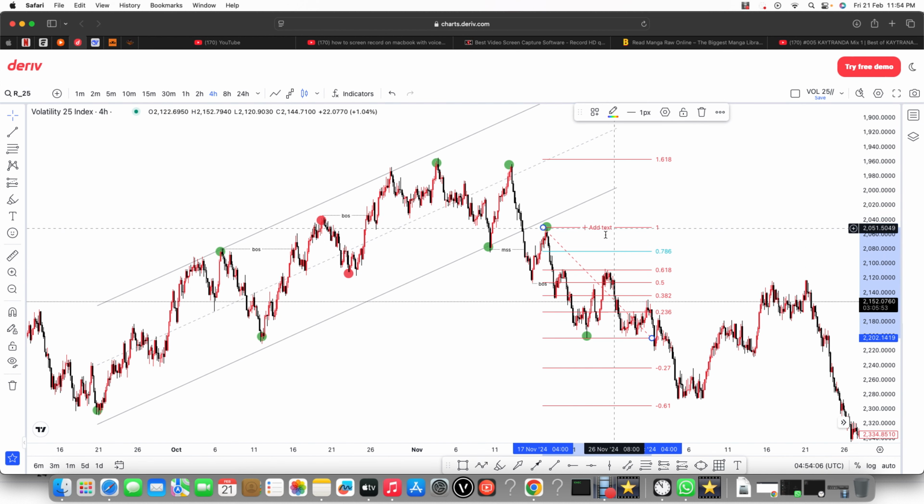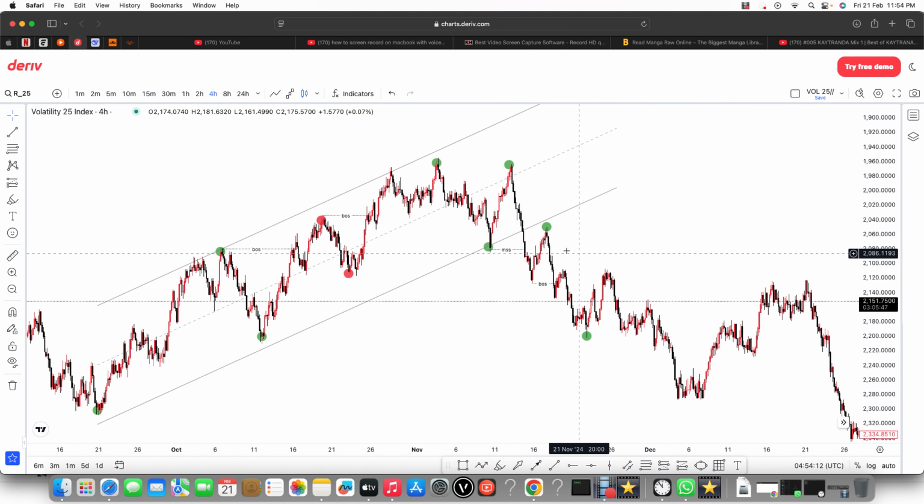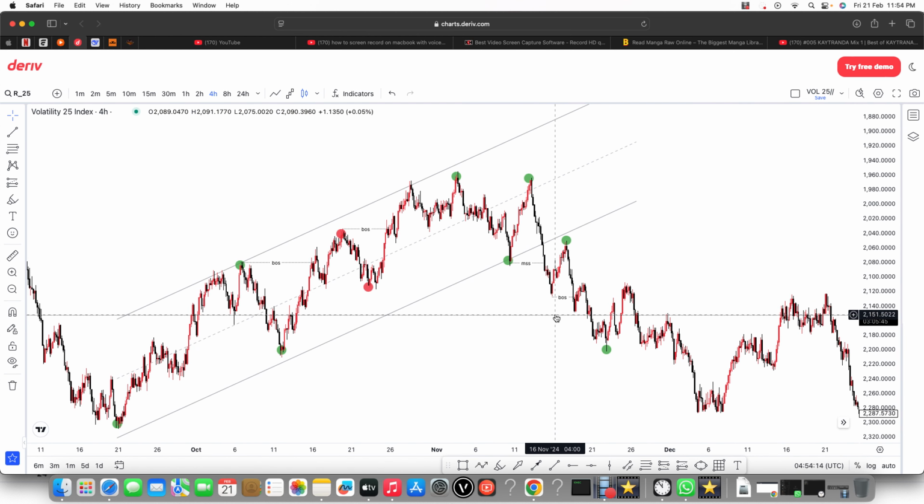And in this case, just looking at this now, the market did pull back into discount, but why didn't it go all the way back up? Let's take a look at that and see what took place. Let's go a bit closer.